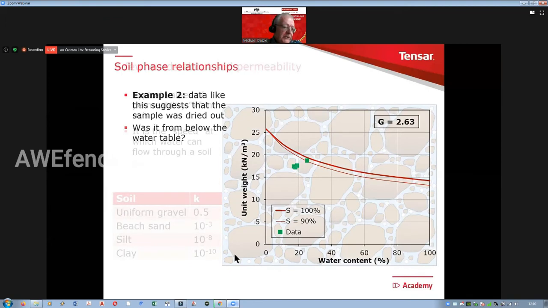And then the last thing I said I would mention would be a few words about soil permeability. No more than that at the moment, it's just a few words.